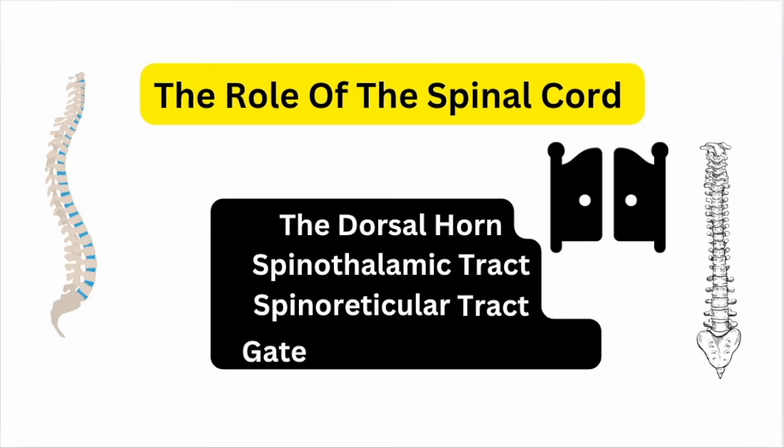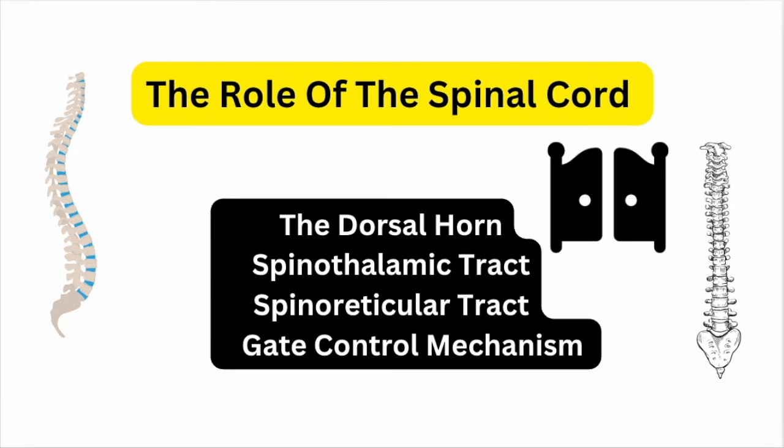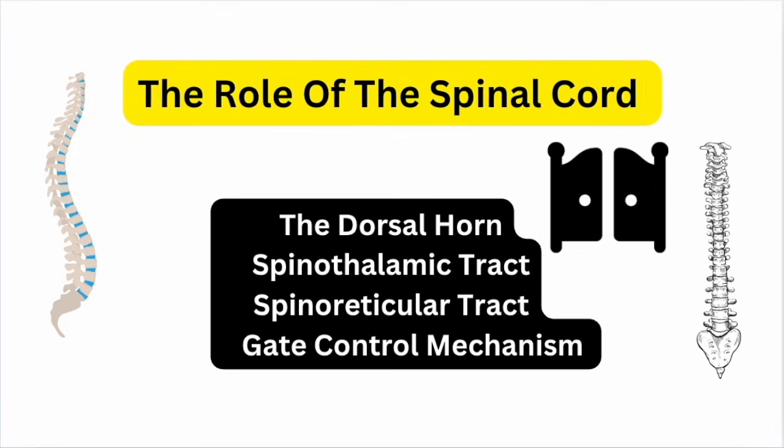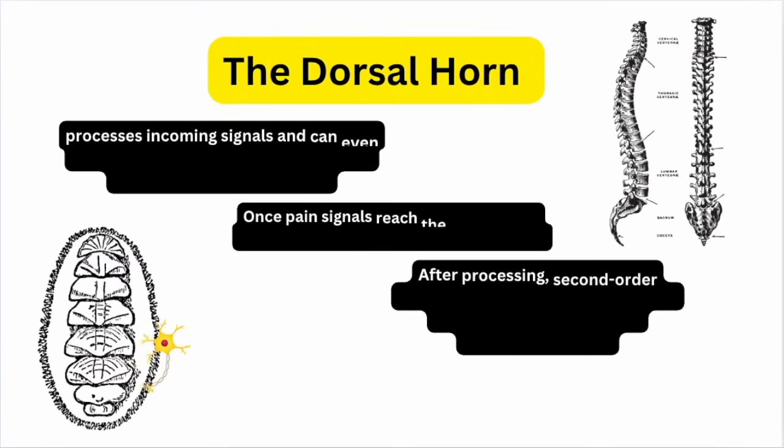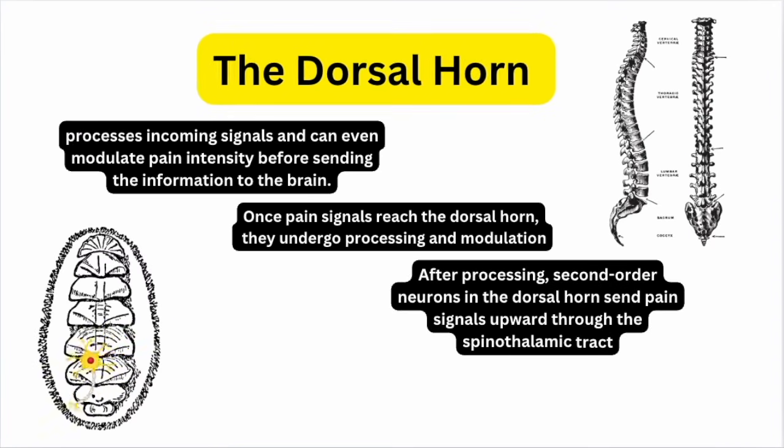Now we enter the spinal cord. The dorsal horn, spinothalamic tract, spinoreticular tract, and gate control mechanism. The dorsal horn processes incoming signals and can even modulate pain intensity before sending the information to the brain. Once pain signals reach the dorsal horn, they undergo processing and modulation.